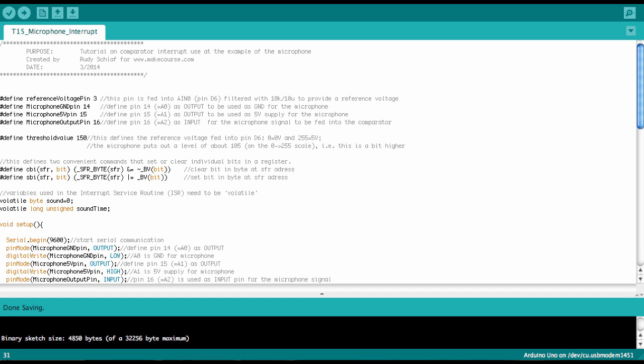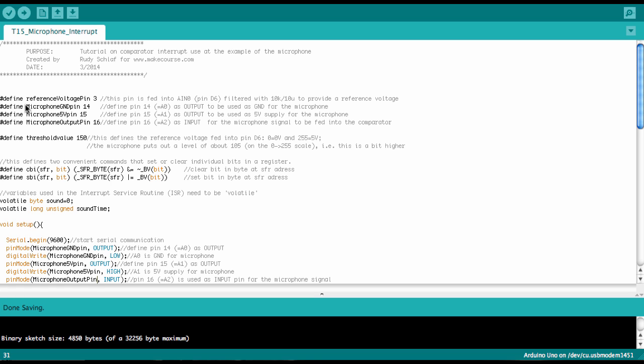Now it is time to discuss the Arduino sketch. As usual, we start out with some definitions. Here we define the pin numbers of the Arduino and their functions. So the reference voltage pin is number 3. That's the pin that is being used to generate the pulse width modulated signal that then filtered yields the DC reference voltage for the comparison.